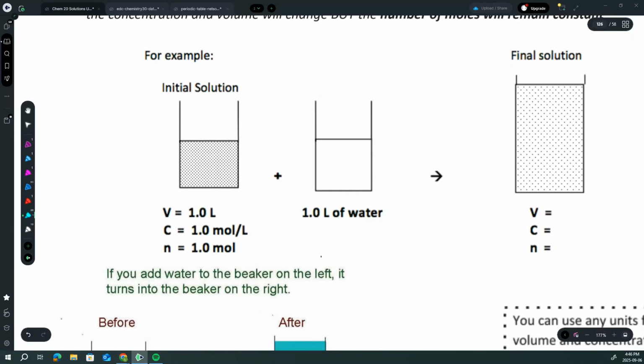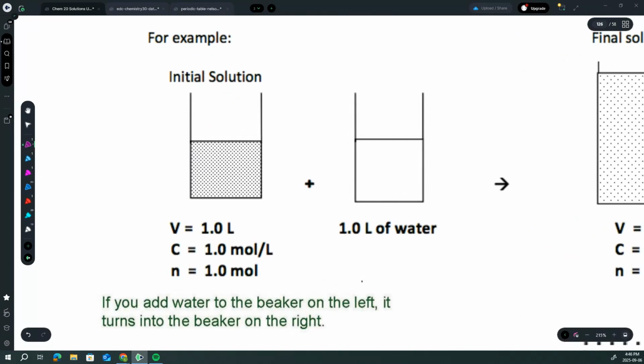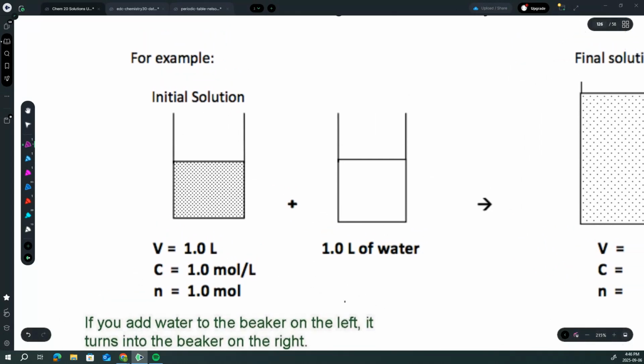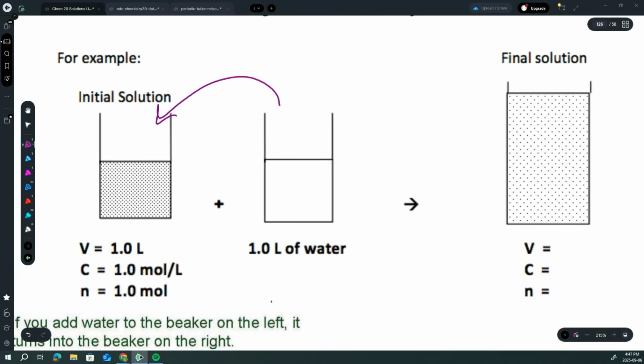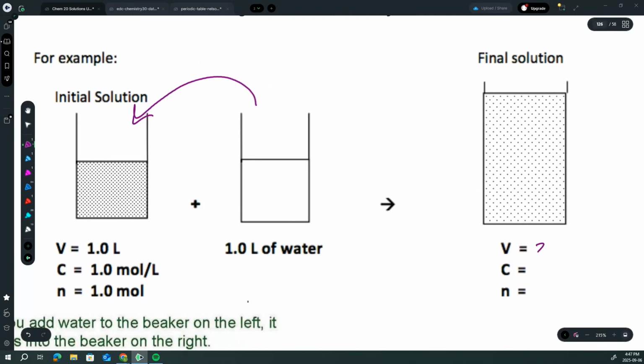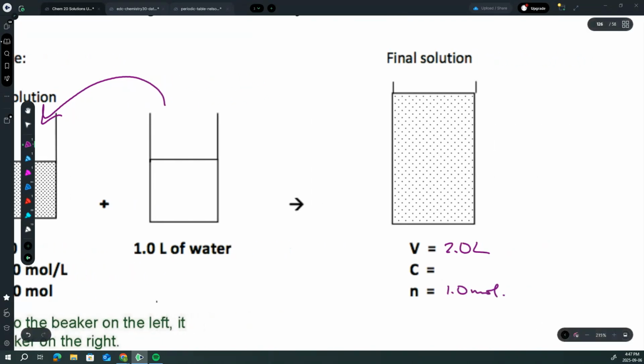Here's another example just illustrating that point. It's a little bit more visual than my loony analogy. So we have a 1 liter solution that has a concentration of 1 mole per liter, and it has 1 mole in it. Let's say that we add in 1 liter of water. So for our final solution, since we added in 1 liter of water, we now have 2 liters. But we still have the same amount of moles.